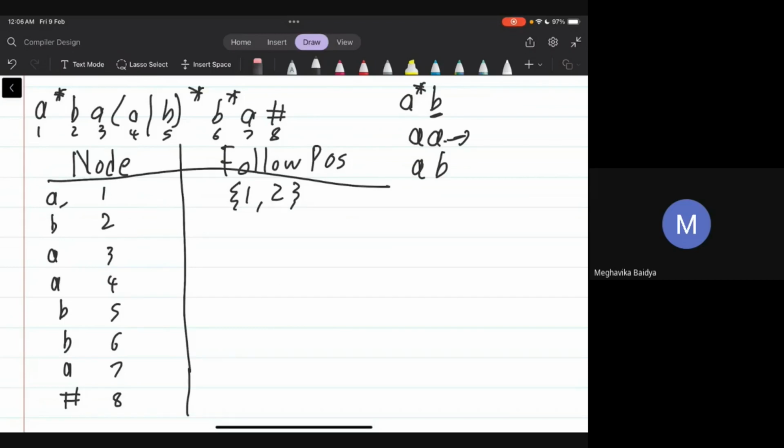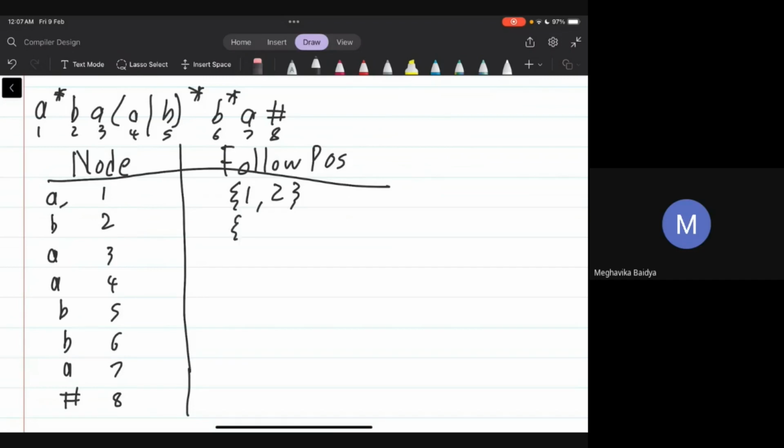A star B, A, and AB. So one will only take one more character there as our follow pos? No, I'll get to the next part. When you get to four, you'll understand it better. So this is for one: it's only one and two. One will repeat here because a star is there, right? So any number of a's will come. That's why you've taken the same number here again.